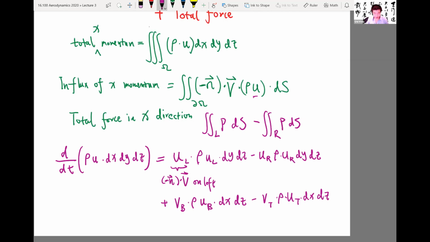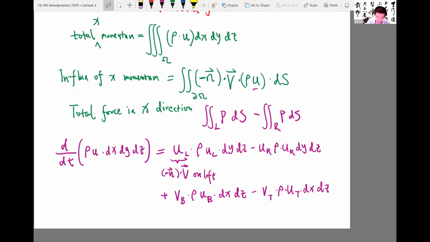And you may be asking, how about the influx in the z direction? It's actually zero, because we are assuming everything doesn't change in the z direction, right? So if there is any influx of momentum through the z direction, the same flux is going out towards the other side. So the z direction we don't have to consider. So this whole thing is the influx of momentum.